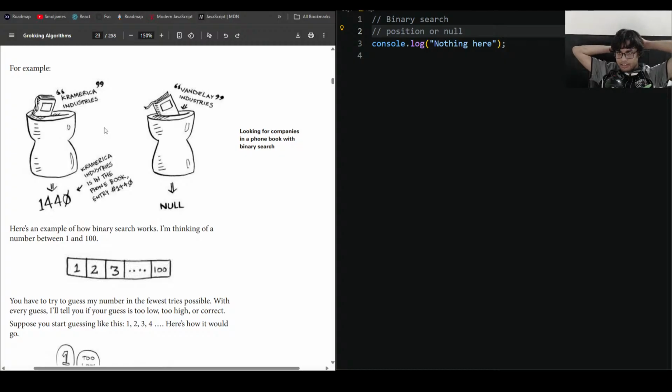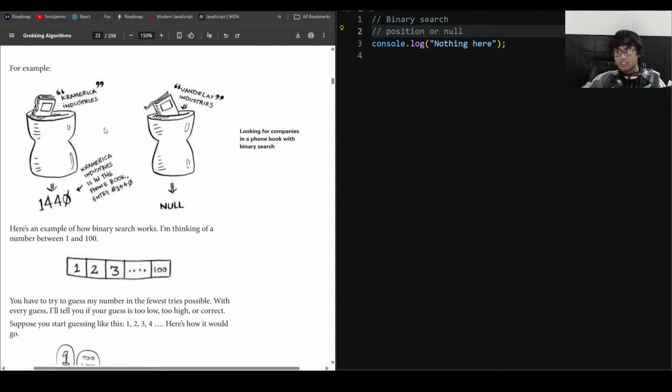Kramarica Industries, Mendeley Industries. Kramarica Industries in the phone book, entry 144, and Mendeley Industries, no. Looking for companies in the phone book with a binary search.